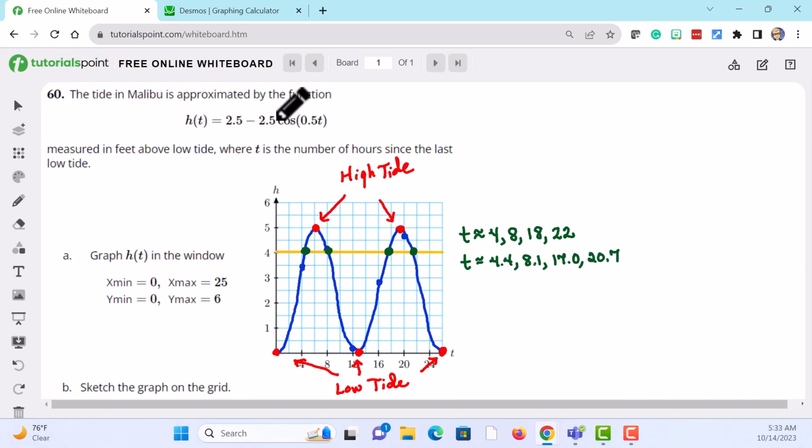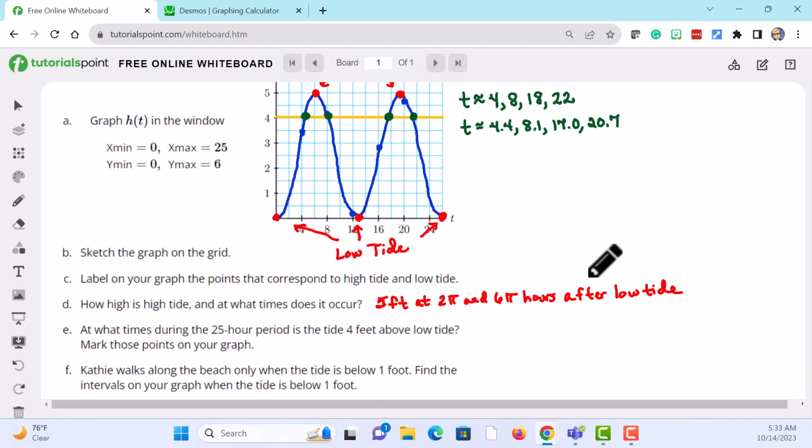Now if we go back up to our function, what we just did is we wanted to find out when h of t was equal to 4. And so what we did is we solved the equation 4 is equal to 2.5 minus 2.5 cosine of 0.5t. We had already graphed the right-hand side of the equation, so then we graphed the left-hand side of the equation. We found out where the two graphs intersected each other, and we came up with our values of time in hours.